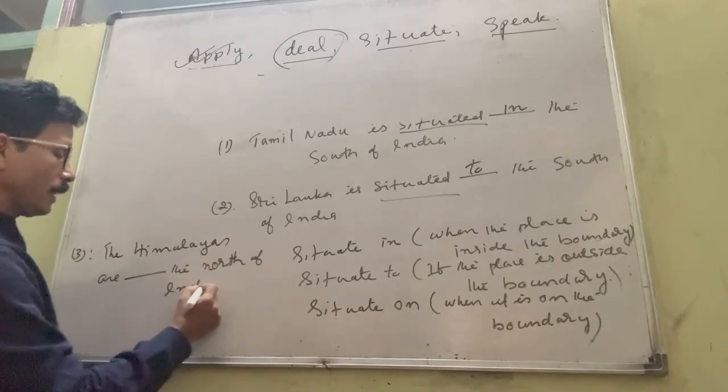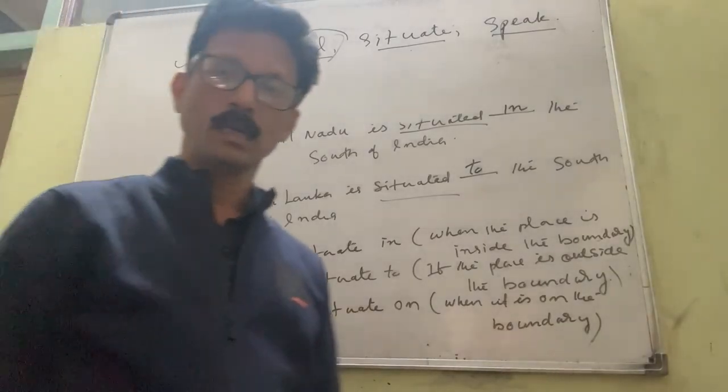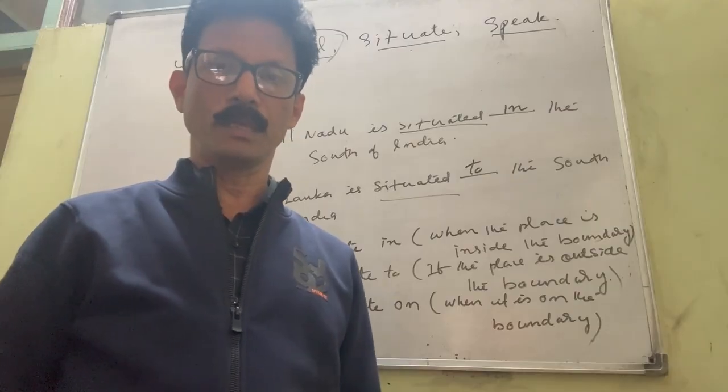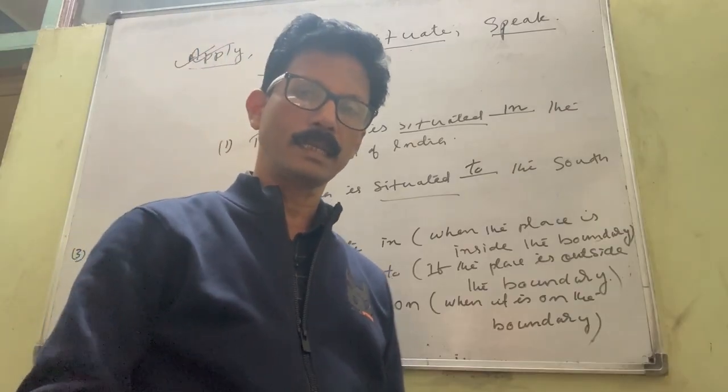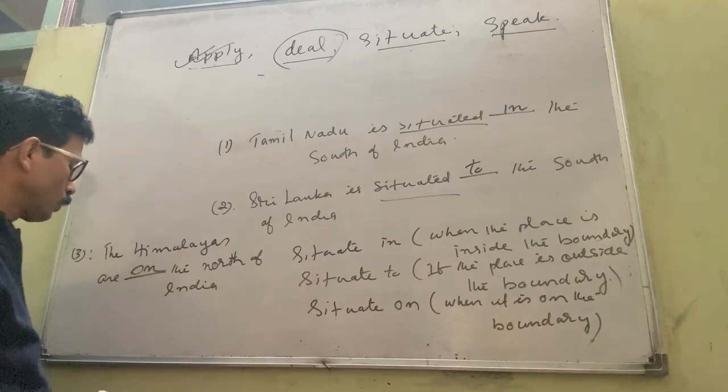North of India. Okay. Yes. Here it is. You see that, because the Himalayas border India. It is on the border of India. Part of the Himalayas are in India. So you can see here, it will be on the north of India.